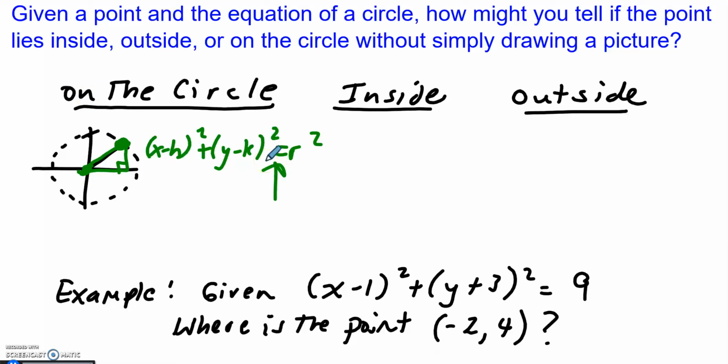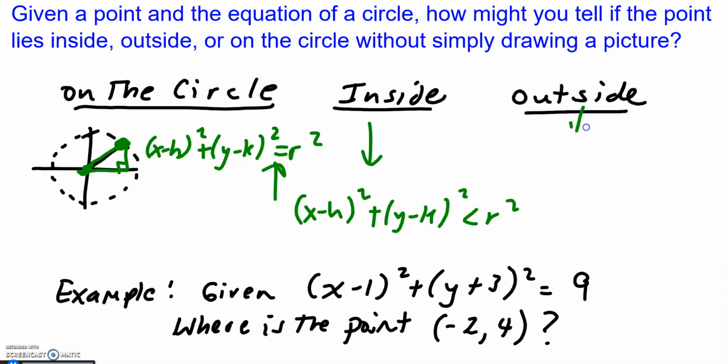If a point is inside the circle, it's smaller than the radius. So that would mean that these two quantities together would be less than the radius squared. And if a point is on the outside, these two quantities squared would be bigger than the radius squared, because a point, if it's outside of the circle, has to be longer than the radius.